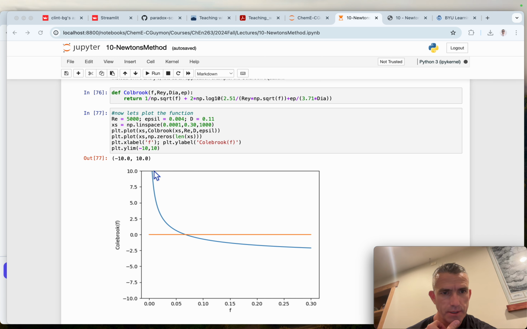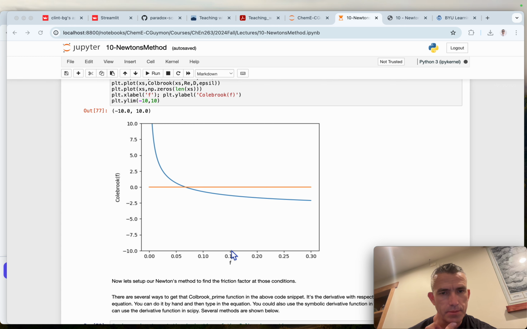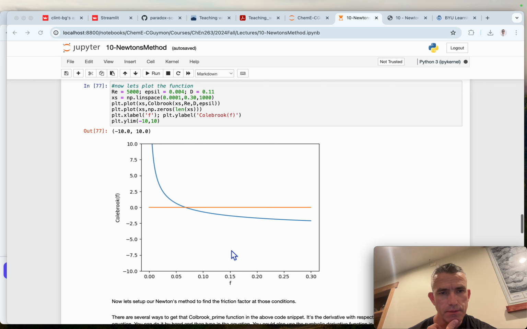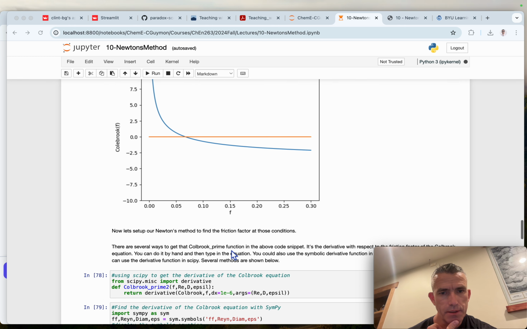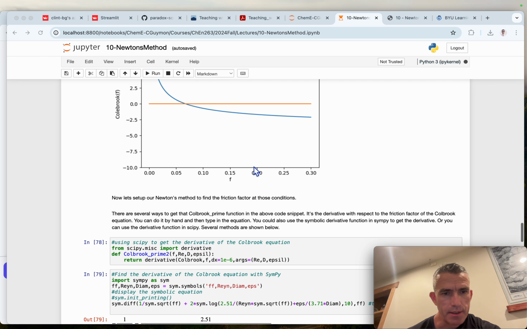And we're just going to plot that function. And you can see there it is. It can be really helpful to plot the function you're trying to solve. Sometimes that's not possible if there's lots of variables. But there's that one.